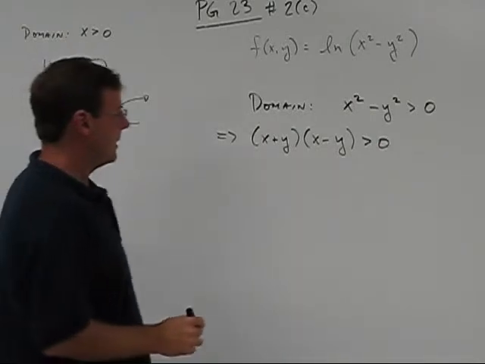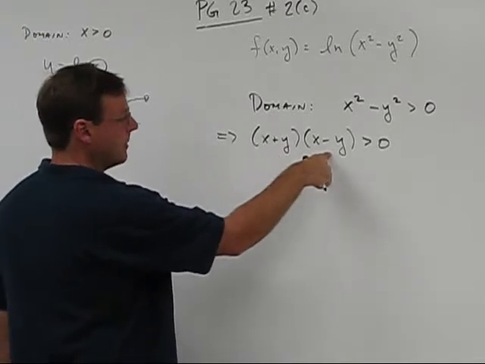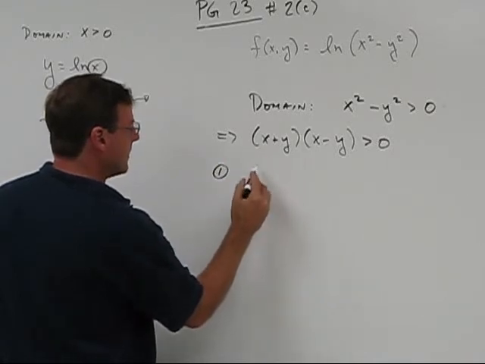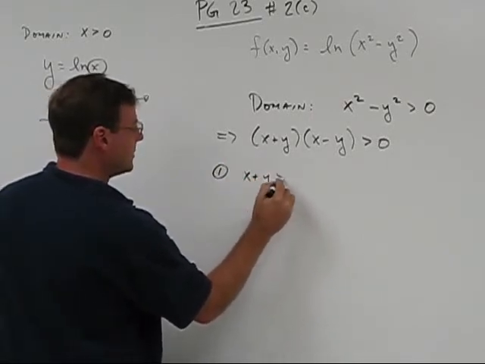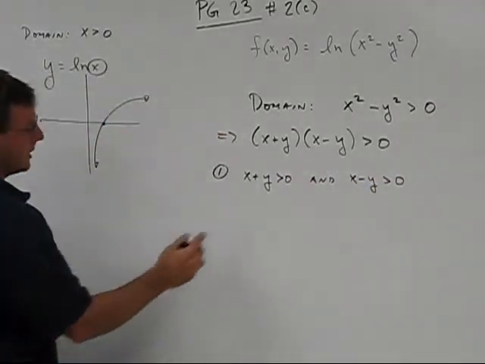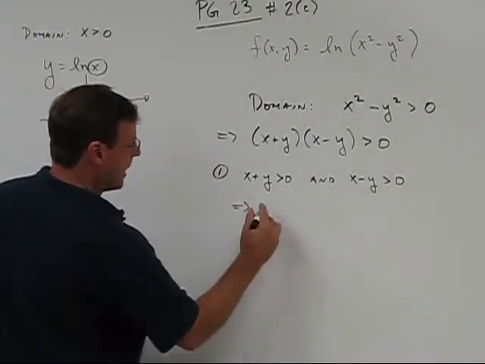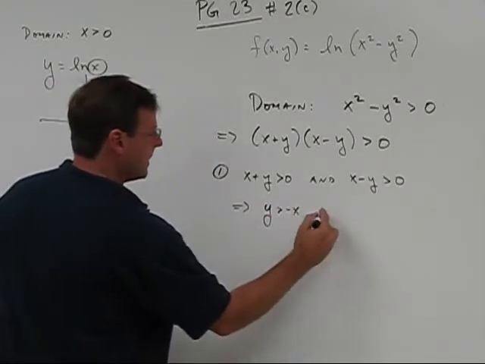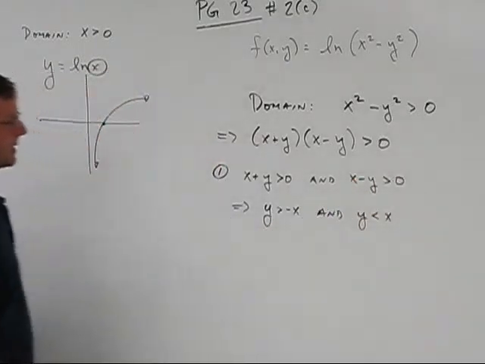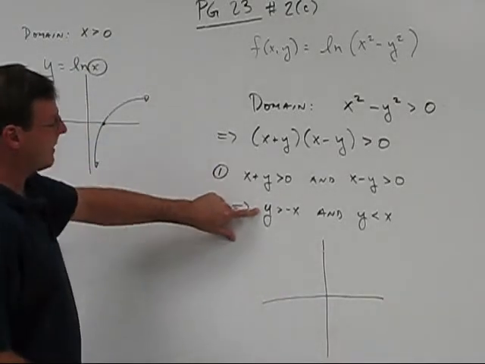So we have the first possibility. In order to create something that's greater than 0, I multiply something positive by something positive. So the first situation is x plus y is greater than 0, and x minus y is greater than 0. So that implies, let's do y first, y is greater than negative x, and y is less than x. I bring the y over here, it's less than x. I have to have both of these.